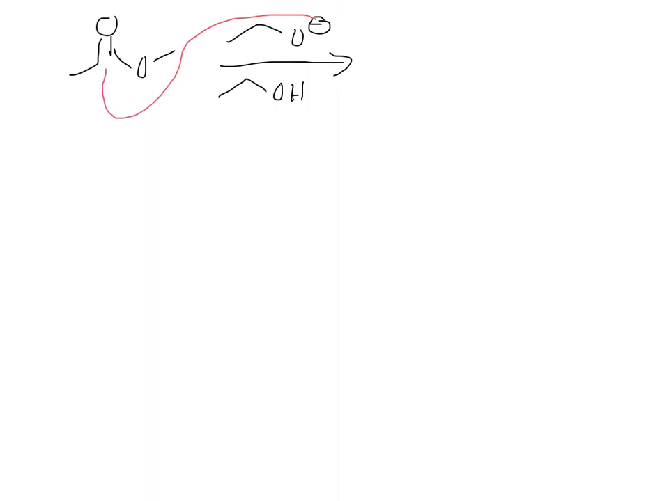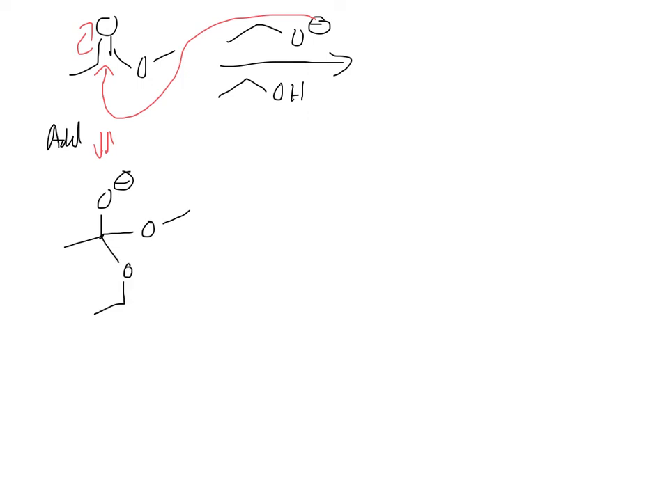So let's do the basic one first, and we're going to do it in ethanol. And what's going to happen is, in basic conditions, the nucleophile attacks the carbon of the carbonyl, that's delta plus. We get a tetrahedral intermediate, right? So this is that addition step.